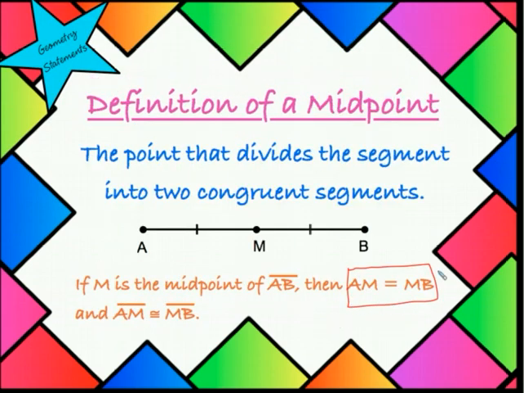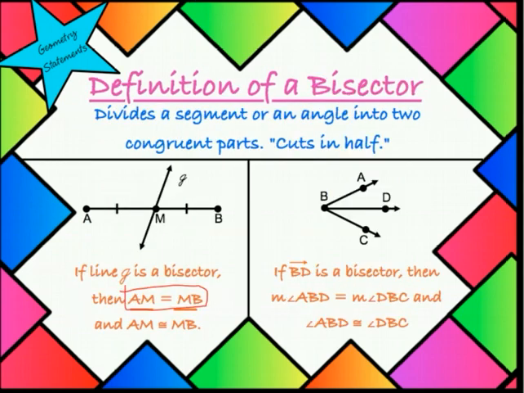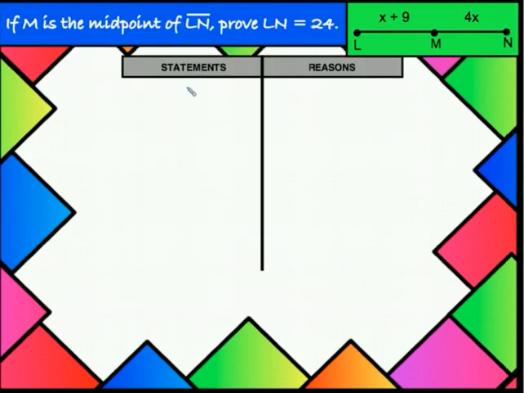And remember, it's going to look something like this. So you're just saying each half is equal to each other. And whatever's underlined is what you write as your reason. So on this one, it's not AM, it's LM, and it's not MB, it's MN. But we know that the two halves are equal. And that's going to be definition of a midpoint. And you can write def of midpoint.